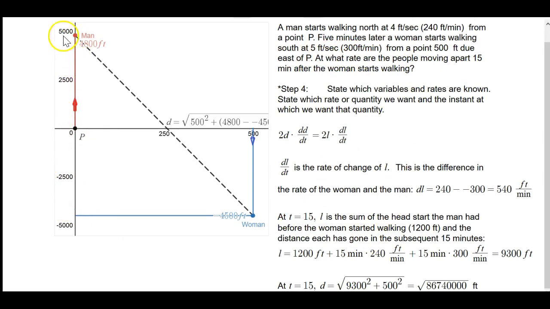side L is going to be given by the distance that the man has walked from the t equals 0 time and the distance the woman has walked from t equals 0 plus this 1,200 foot head start that he had. So that gives us 9,300 feet. And then also at t equals 15, we can determine the length of the hypotenuse just by simply using the Pythagorean theorem. So notice I'm in feet per minute here.